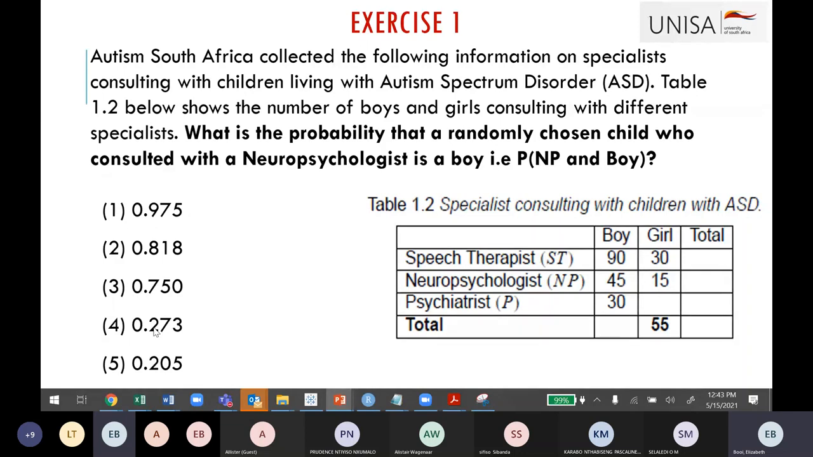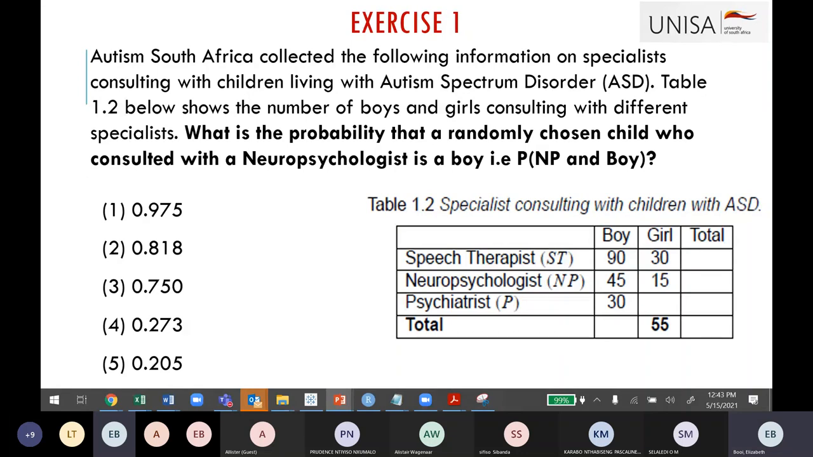Exercise number one. Autism South Africa collected the following information on specialist consulting with children living with autism, ASD. The table below shows the number of boys and girls consulting different specialists. What is the probability that a randomly chosen child who consulted a neuropsychologist is a boy? Which means calculate the probability of neuropsychologist and a boy.